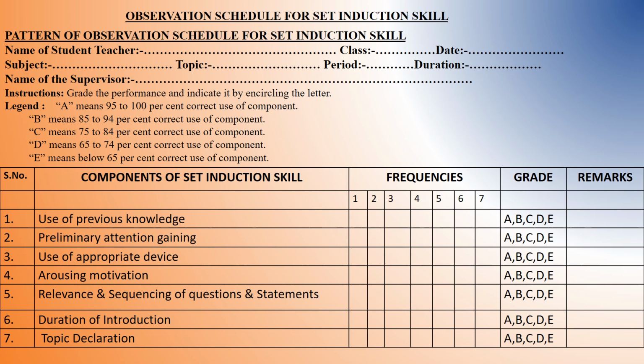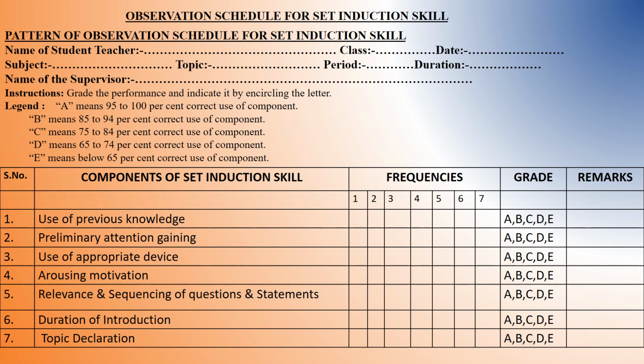Instruction: rate the performance and indicate it by circling the letter. Legend: A means 95 to 100% correct use of the component. B means 85 to 94% correct use of the component. C means 75 to 84% correct use of the component. D means 65 to 74% correct use of the component. And E means below 65% correct use of the component.